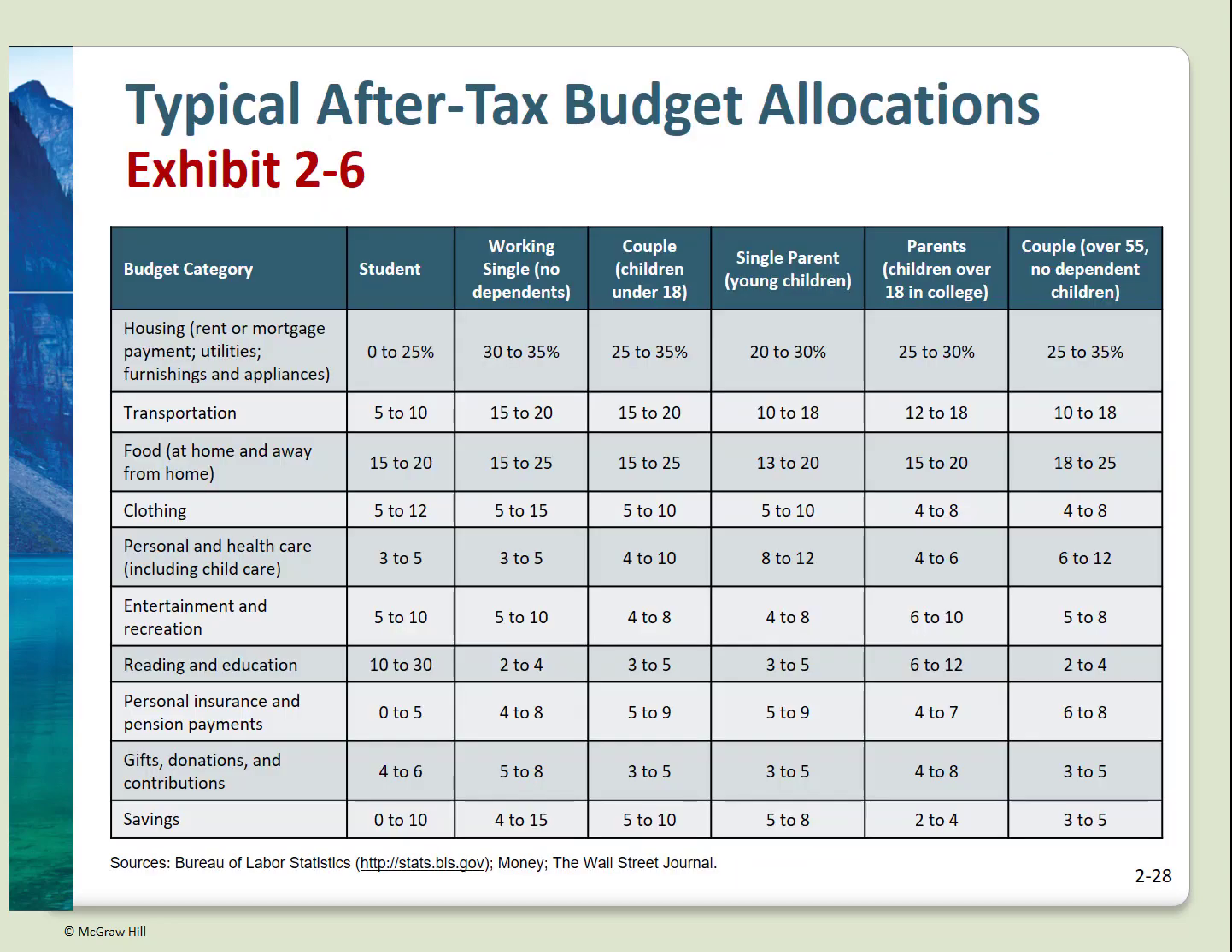This is Exhibit 2.6, and it gives some average budget allocations for 6 different family life situations. Student, working single, no dependents, couple with children under 18, single parent with young children, parents with children over 18 in college, couple over 55 with no dependent children. Comparing your own expenses to these can give you an idea if you're spending too much in one category and what you should be allocating to different categories. Note that housing and food are large percentages for every category, with transportation a close second.